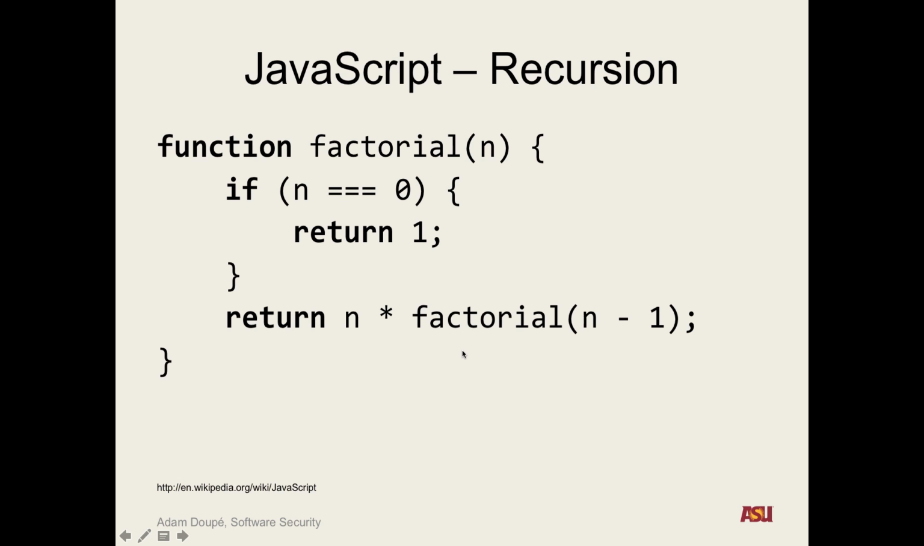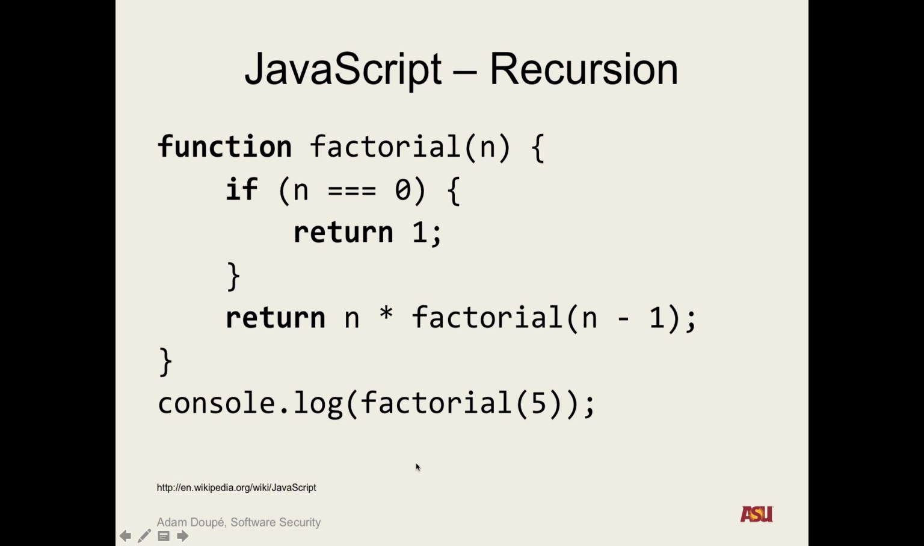And then we're going to return n times factorial of n minus 1. So we can log factorial of 5, and that'll tell us that it's 120. So we can do this.